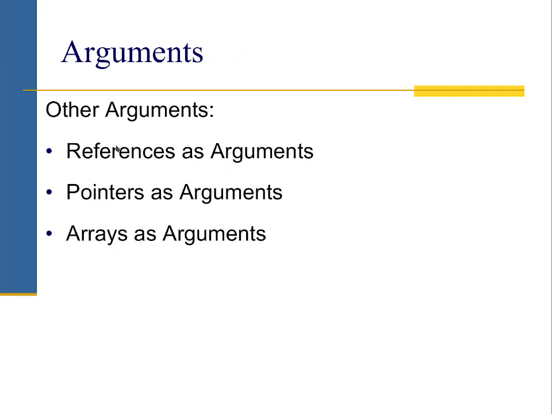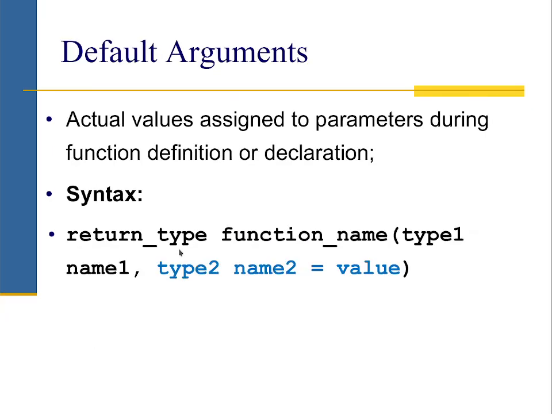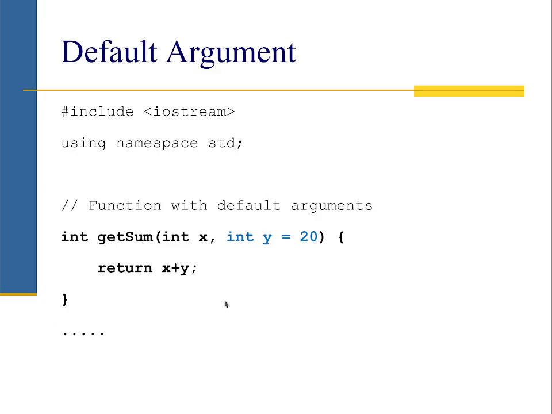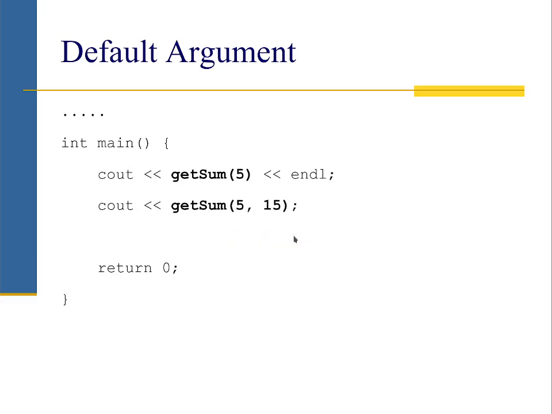We have other arguments: we have references, pointers, and arrays. And the default argument: the actual values assigned to parameters during function definition or declaration. So the syntax is the return type as usual, the function name, your type and your name, the other type and name, and you use equals to the value. You use this when you want to give it a constant value. So anywhere you call the function, you give it this, and to add to it, you are supposed to return the summation of x and the value of y. This is basically holding the default argument.